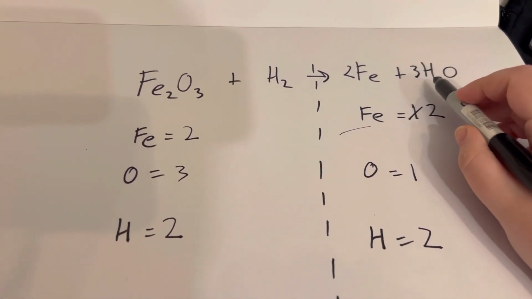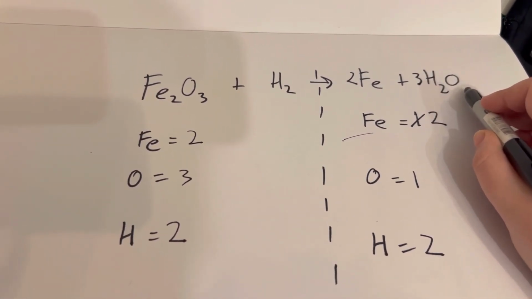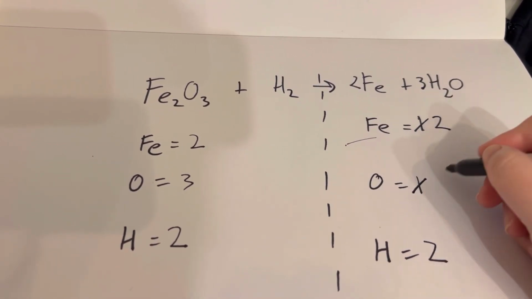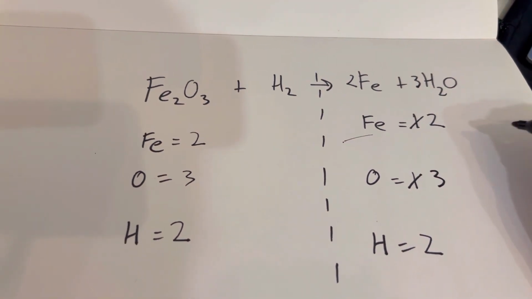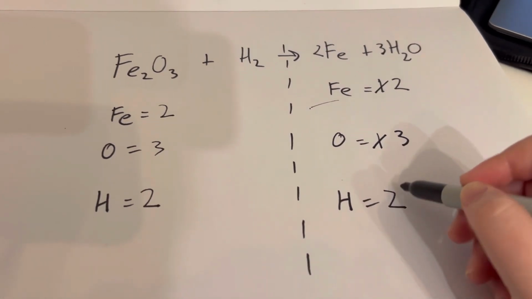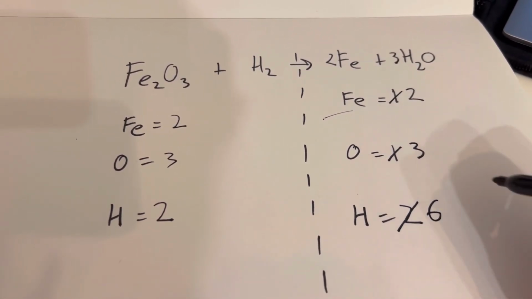Now this 3 affects both the hydrogen and the oxygen. We're going to work with the oxygen first. So 3 times 1 is 3. Cross that out. Write a 3. Okay. Next, our hydrogen. 3 times 2 is 6. So this 2 becomes 6.